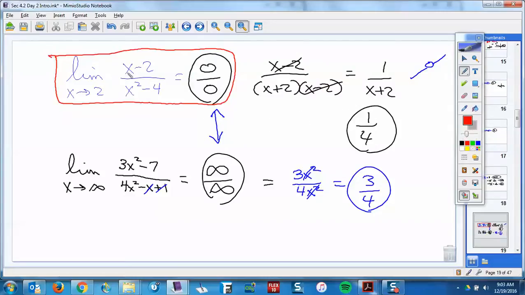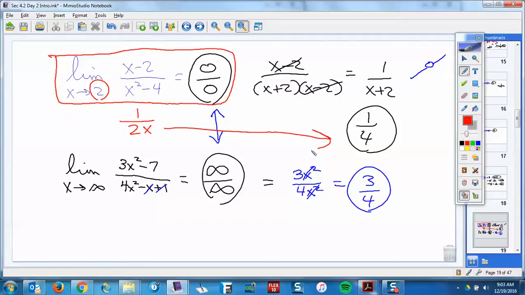So here's 2 more. So we got 0 over 0. So we can do the derivative of the top is 1. Derivative of the bottom is 2x. Did I do that right? Now plug in your 2. What do you get? 1/4. See how slick that was?